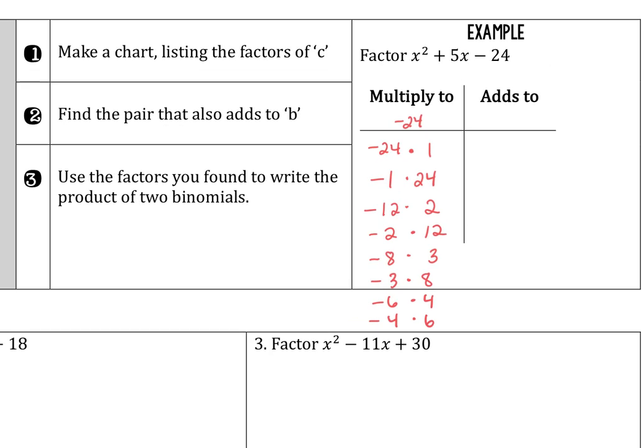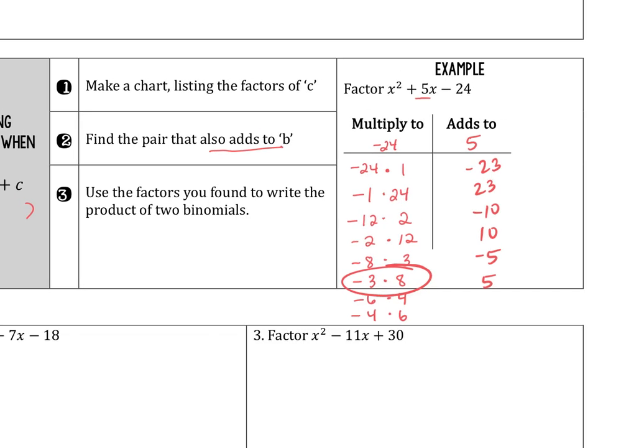And after you have listed those factors, then what you want to do is find the pair that also adds to b. And in this case, our b is 5. So if you're looking at what adds to 5, well, this would be negative 23, so that's not right. Positive 23, negative 10, positive 10, negative 5. There it is. Negative 3 and 8 add to 5. So you have found the two integers that multiply to negative 28 and add to 5.